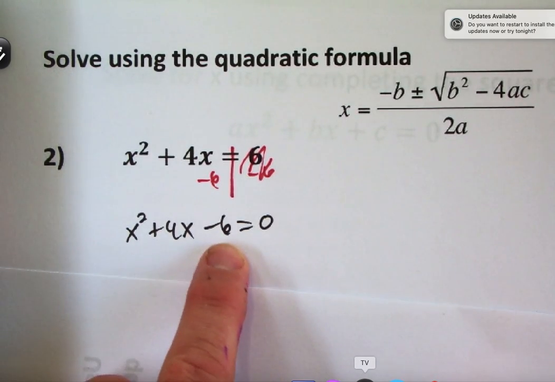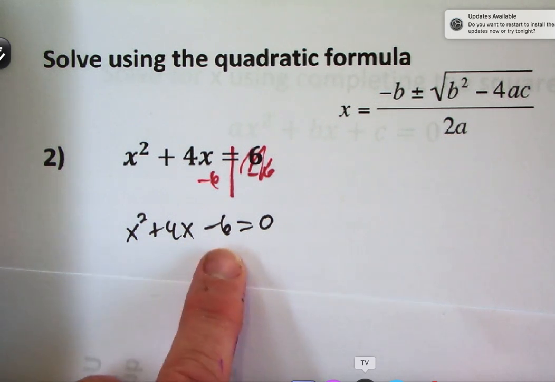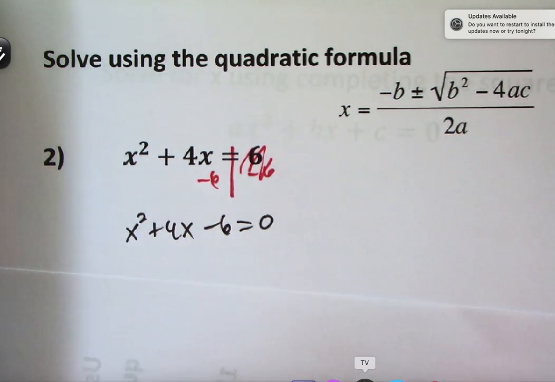We could try to factor. Is there anything multiplied to negative 6 that adds to 4? I would tell you no. So this can't be factored. When it's not factorable, we can do two things. We can complete the square, which we learned, so maybe you wanted to complete the square here. Or you could use the quadratic formula.